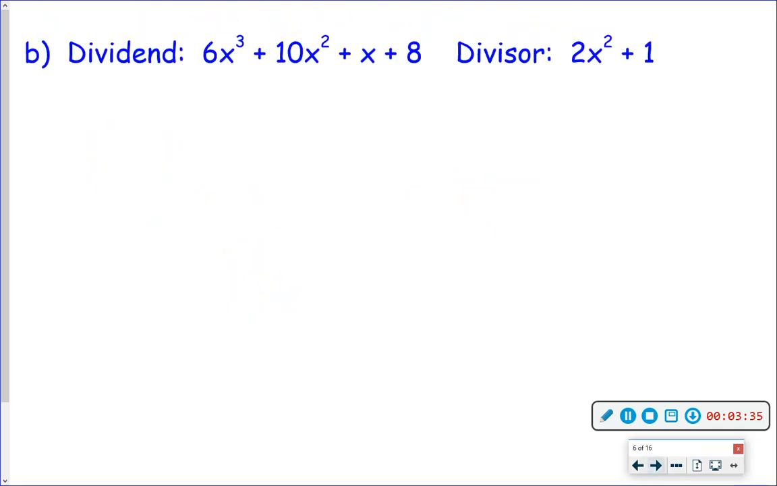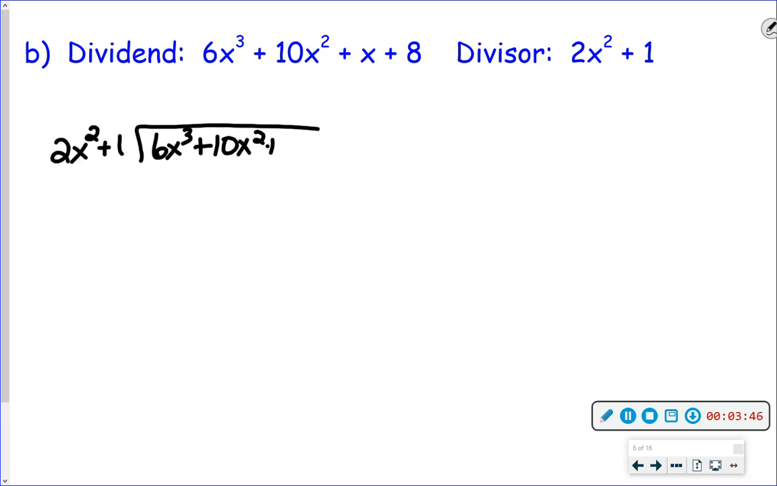Okay, next up, divisor. I'm going to put that out here in front, 2x squared plus 1. Dividend, again, make sure that you have all the terms in the correct order. If I was missing a term, I would put a 0 or at least leave a space so it doesn't mess up your like terms staying in line.